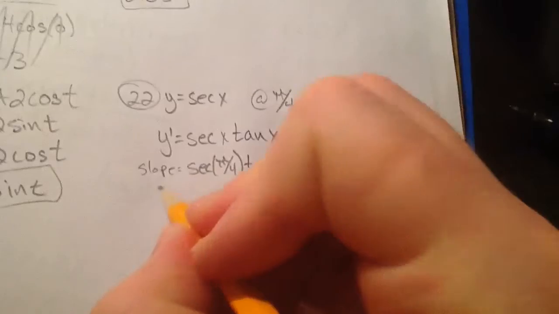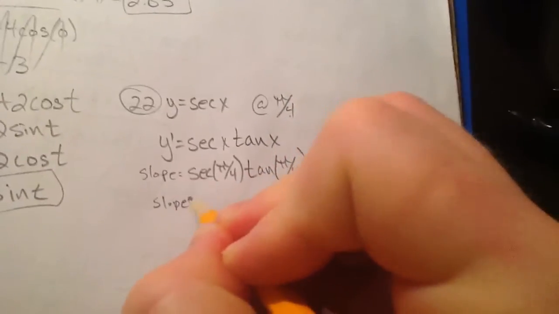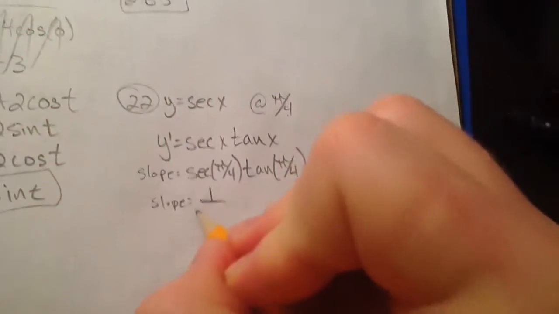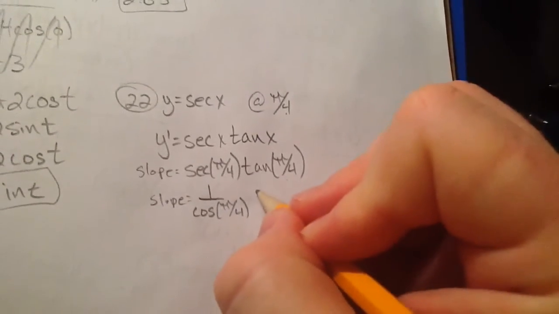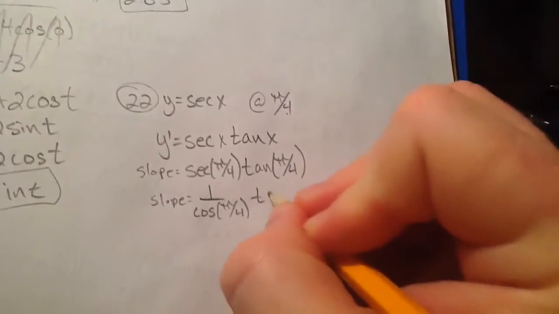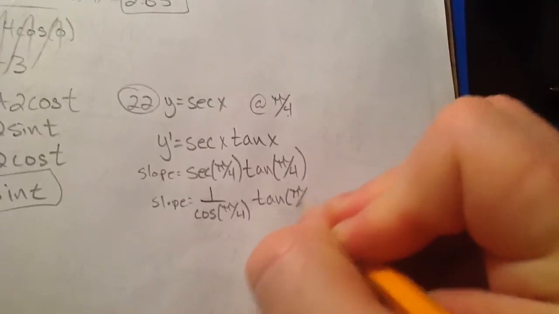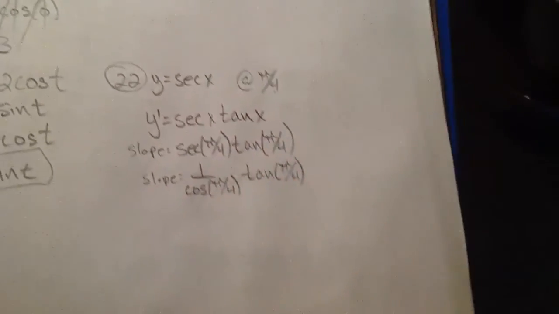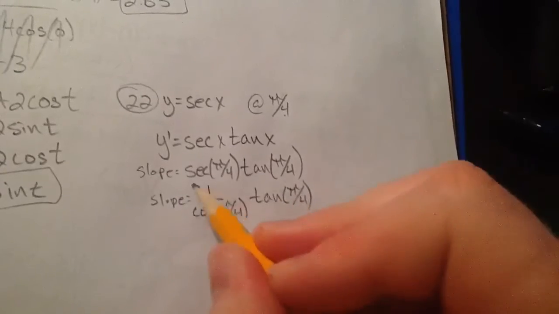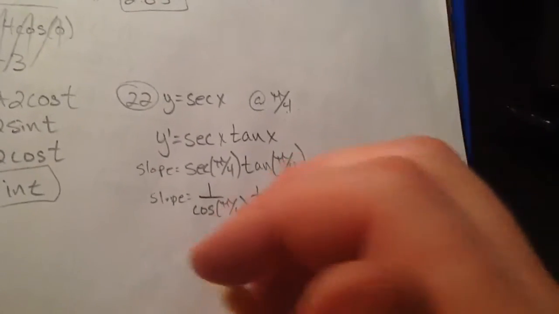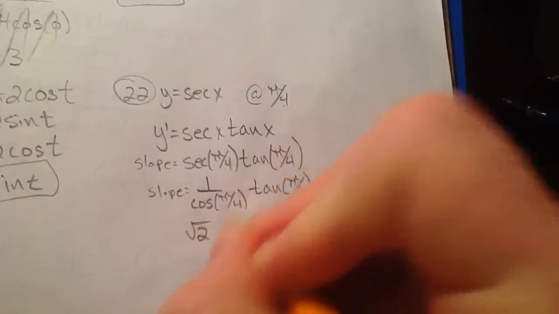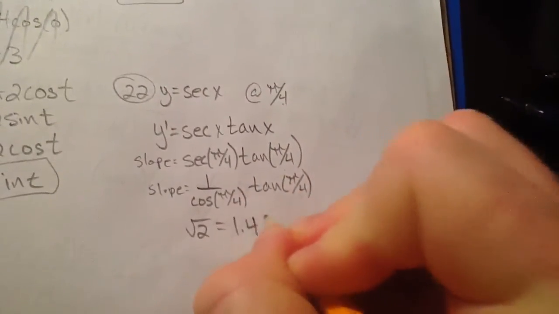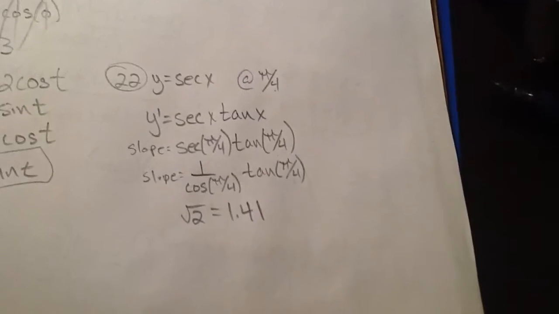There is no secant button. So you have to remember secant is actually 1 over the cosine. So you multiply, or just do tangent pi/4 divided by cosine pi/4, which it does have that button, so you're good to go there. You should get square root of 2, or 1.41. So that's your slope.